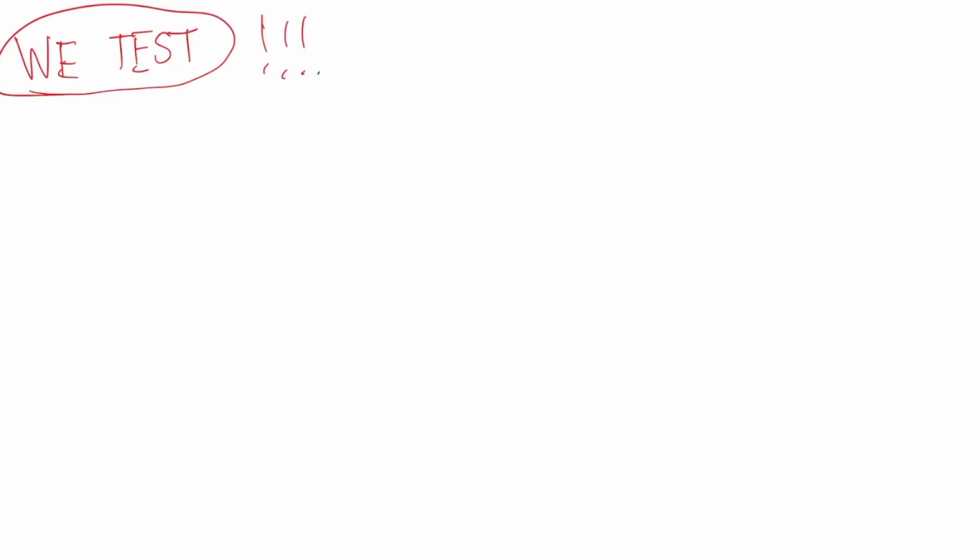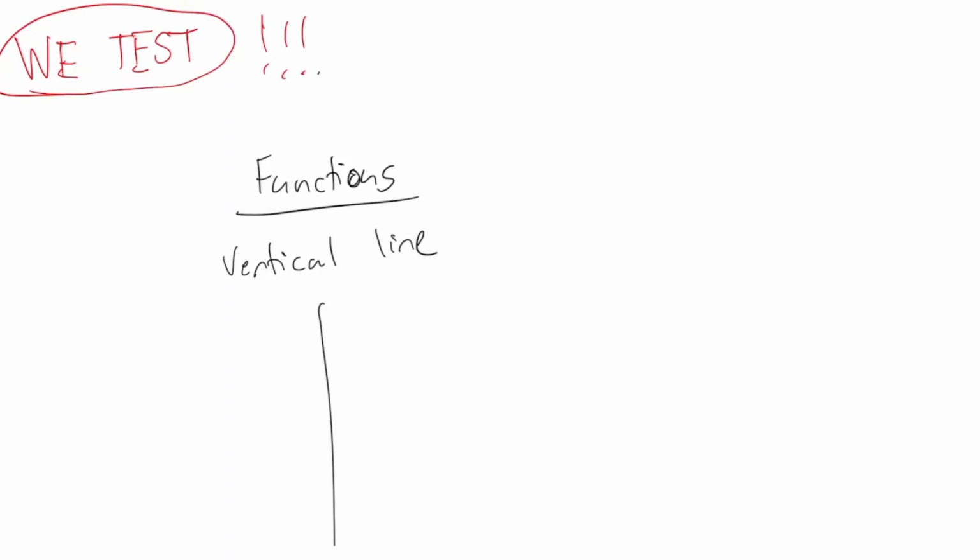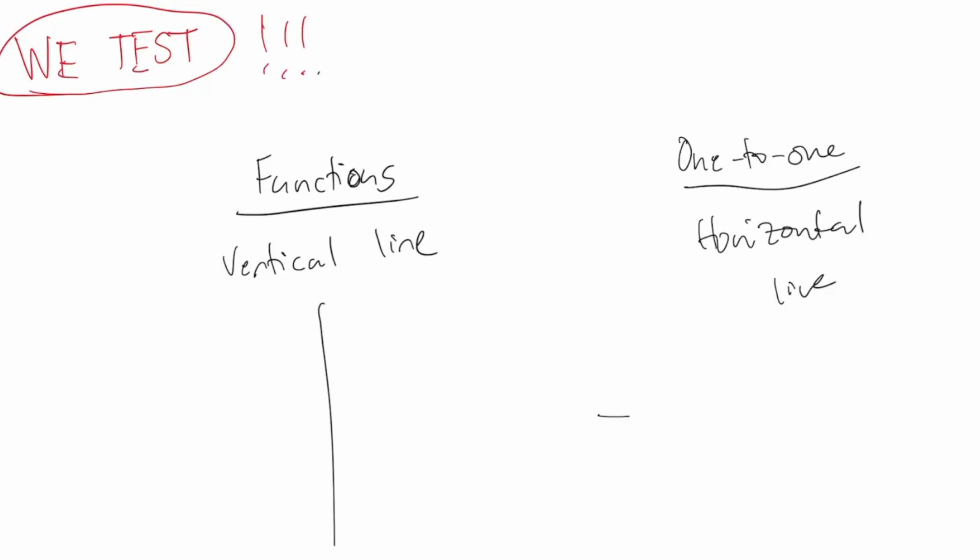Now there are two tests that we're going to be considering. One is for functions. For functions, we do what we call the vertical line test. So we just take a vertical line and use that on our graph. More on that. But the second test is to see whether or not a function is one-to-one. For that, we use the horizontal line test. Same thing as we did the vertical line. Just consider a horizontal line and apply that to our graph or curve.